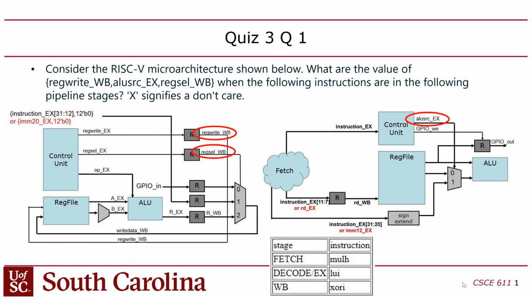If I had asked you for regwrite EX, then that would be the same thing, except it would correspond to the instruction in the EX stage, right? So that would be the LUI instruction, which also writes to a register, so that would also be 1. So regwrite EX and regwrite WB are both 1 because both the instructions in those two stages write to a register.